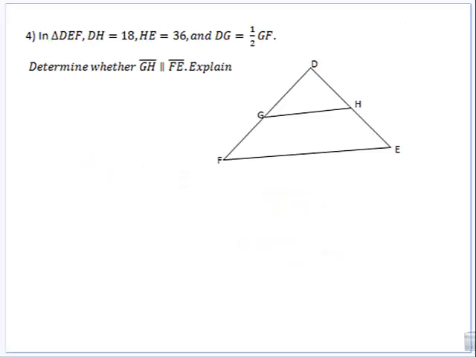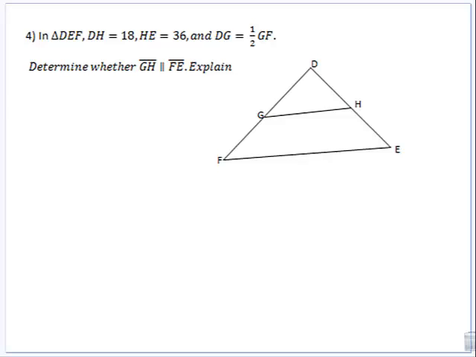I got 2 more examples. In triangle DEF, DH is equal to 18, HE is 36, and DG is half of GF. We want to determine if these 2 lines are parallel. If the 2 lines are parallel, then the sides have to be proportional. So we're going to set up the proportion and see if they are indeed equal to each other.